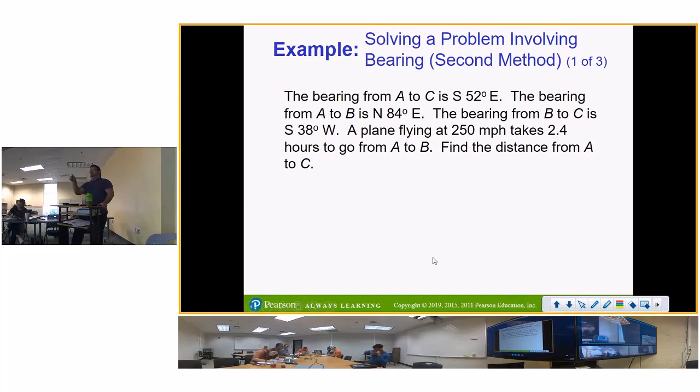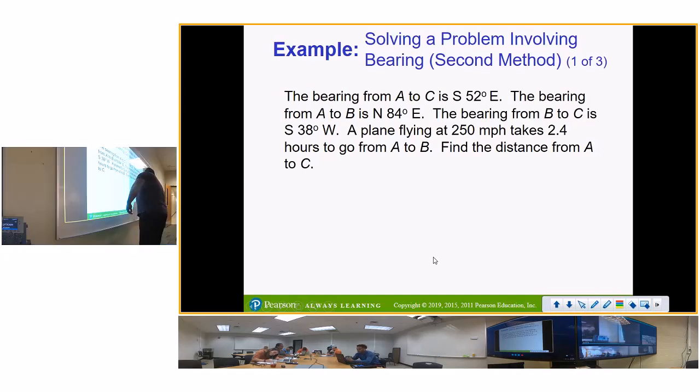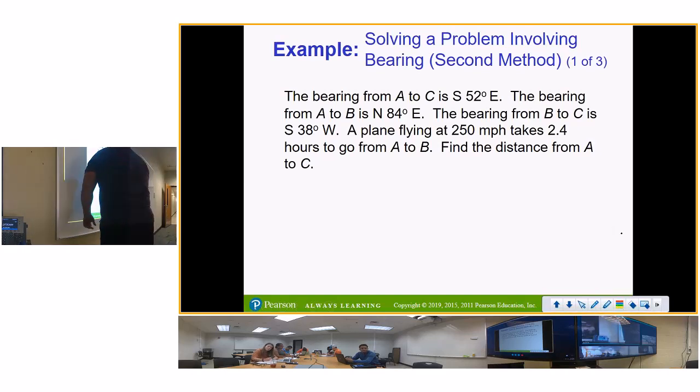The bearing, it's A to C. You do A, and then you do C. A to B is northeast, so it's going in this direction. So already I know that I've got a line going. Here's a line. That's north. And I'm going to just put a dot here, and we'll call this A.